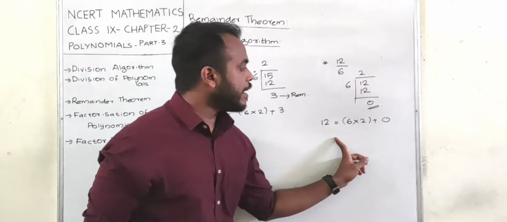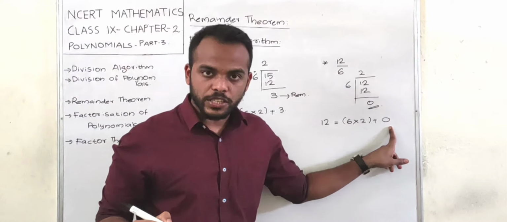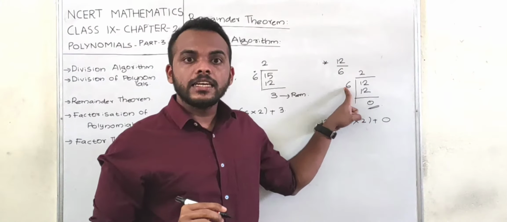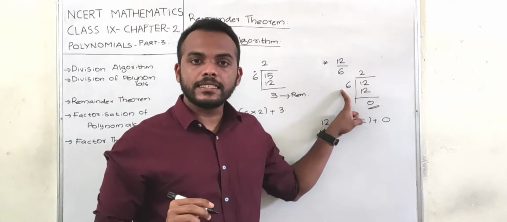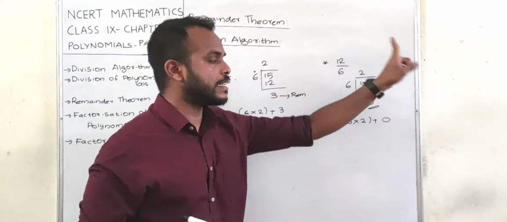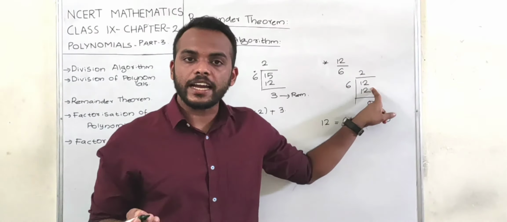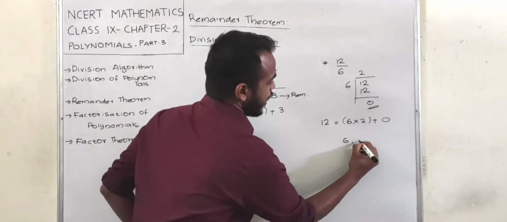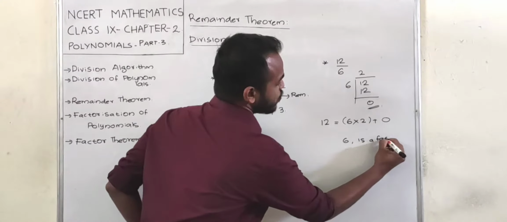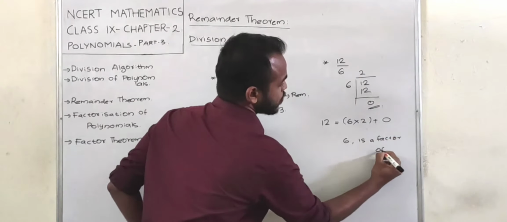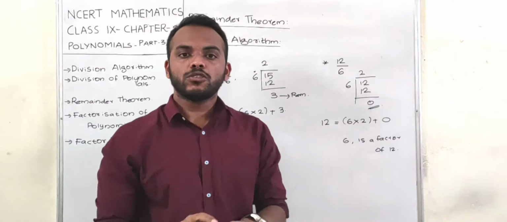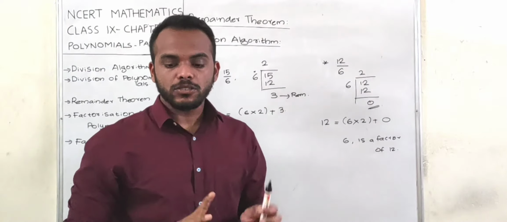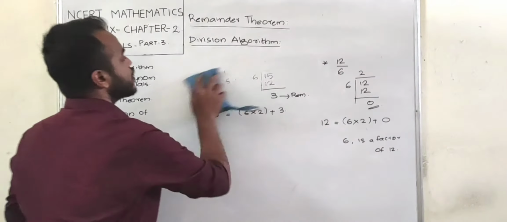And if the remainder is 0, then we can conclude that the divisor is a factor of the dividend. That is, 6 is clearly a factor of 12. You all know that. See, 6 is a factor of whom? 12. So this is an idea that you should possess. We will use this idea. So to understand, I have repeated the same.